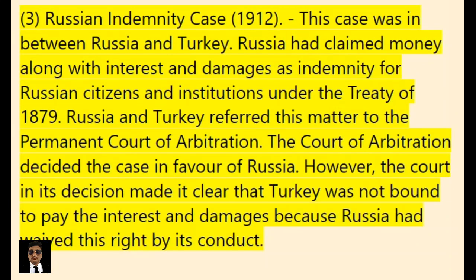3. Russian indemnity case, 1912. This case was between Russia and Turkey. Russia had claimed money along with interest and damages as indemnity for Russian citizens and institutions under the Treaty of 1879. Russia and Turkey referred this matter to the Permanent Court of Arbitration.